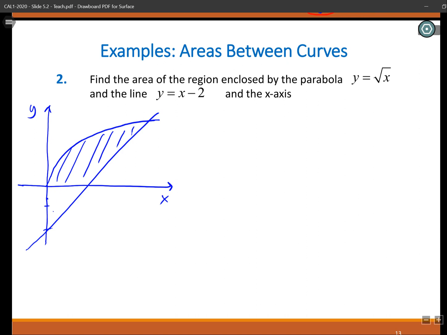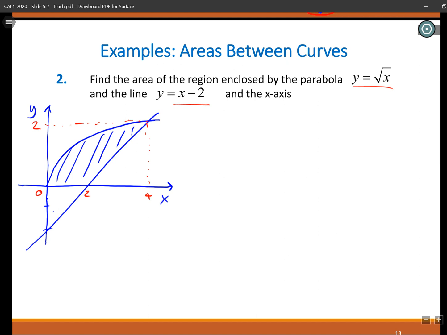But before that, let me put some important numbers. 0, 2, and 4. Now, let me ask you, what about this value? What is this value? To know this, you just plug 4 into the equation, either this or that, and you know this is 2. Okay? Now, we are going to use another approach to solve for the area of this region.